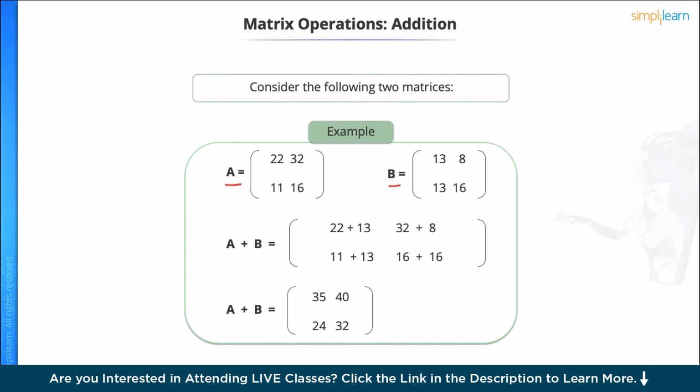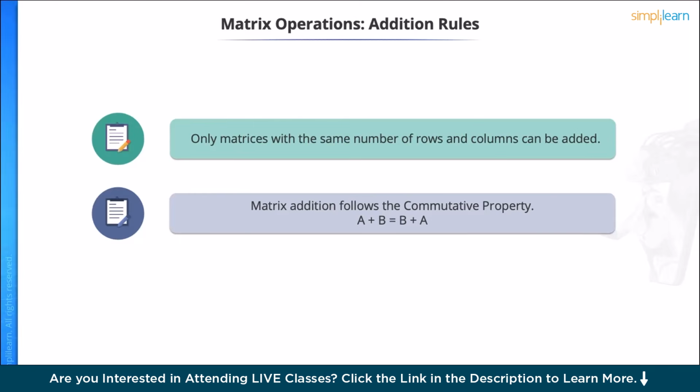Matrix A is of the order 2 cross 2, and matrix B is also of the same order, 2 cross 2. Hence, the corresponding elements can be quickly added as 22 plus 13, 32 plus 8, 11 plus 13, and 16 plus 16, giving us the result in matrix of 35, 40, 24, and 32.